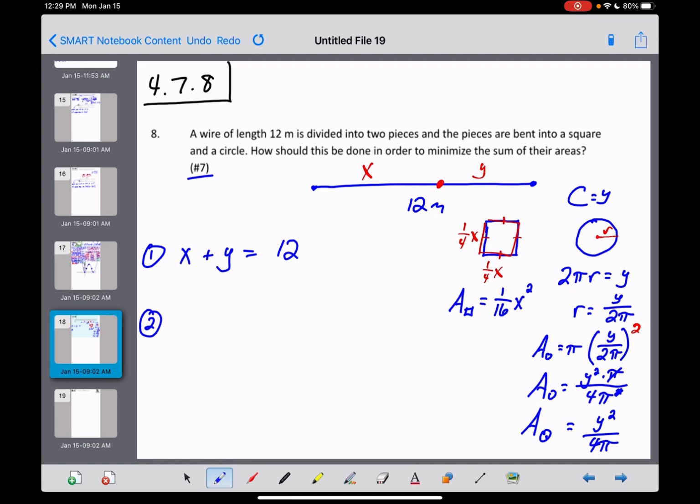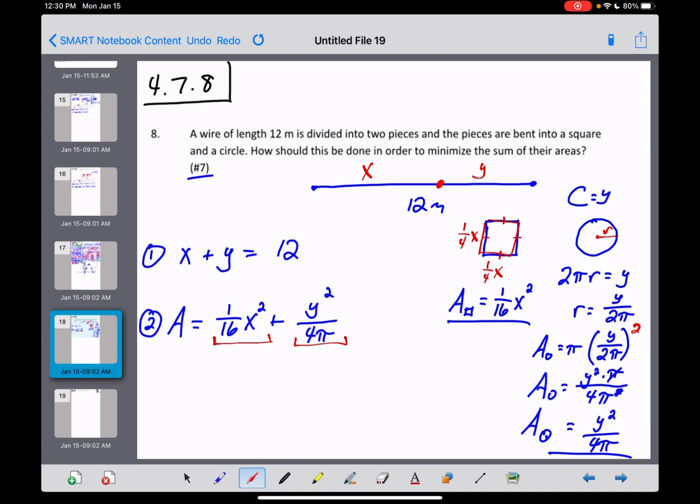So in step 2 here, we're trying to come up with a way to split this up so that we can minimize the sum of their areas. So I'm going to go with A for area is equal to the area of the square, which is 1/16 X squared, plus the area of the circle, which is Y squared over 4 pi. And right about now, it's decision time. Do we want to deal with the X or the Y right here? Well, I'll tell you right now, this term looks quite a bit more complicated to me than this first term right here.